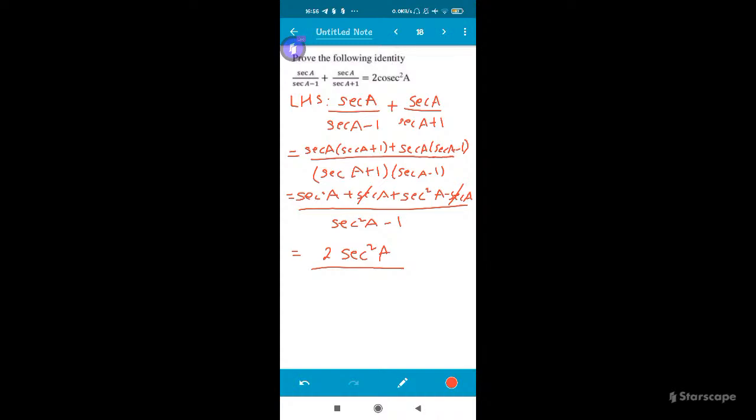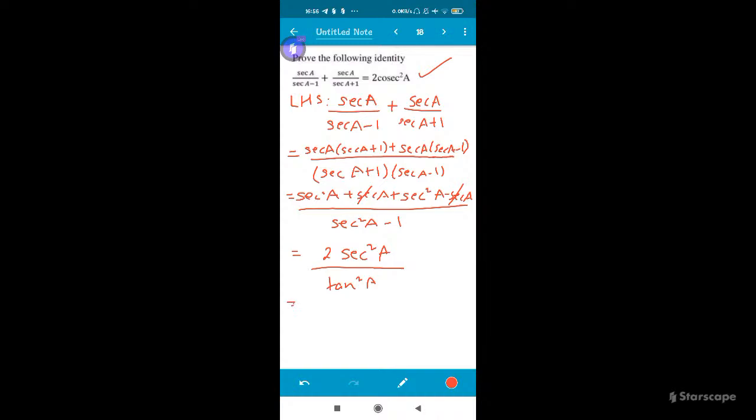And out here we have sec square A minus 1, which is tan square A. The square relation which we have learned: sec square A minus tan square A is 1. So sec square A minus 1 is tan square A. So we want it in terms of cosec square A. So we will convert this sec square A into 1 by cos square A and tan square A into sin square A by cos square A.